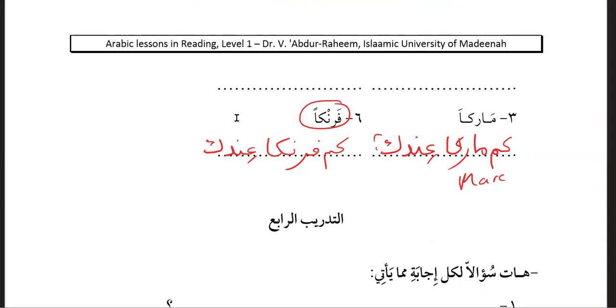Exercise four: provide a question for each of the following answers. So we have the answers. We just have to provide a question for the answers.